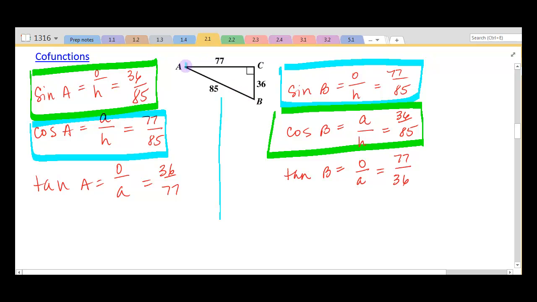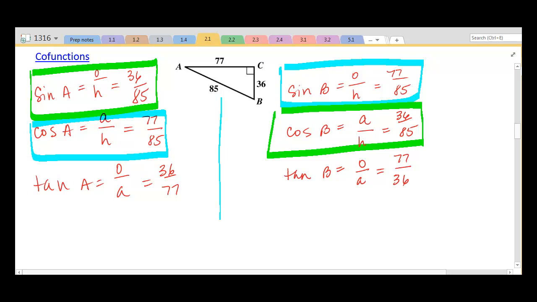So what do we know? I know that angle A and angle B are complementary angles. I know that the sine of A is equal to the cosine of B, and we can use that information, or in other words, that is the information that is going to define cofunction values and how we can relate them to each other.